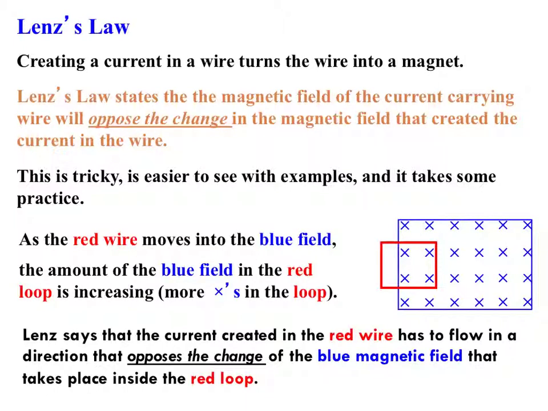And finally, we have Lenz's law that states that the magnetic field of the current carrying wire, which in this case is a red loop, is going to oppose the change in the magnetic field that created the current in the wire. Again, go ahead and write this part down and we'll see examples of what it means. So down here, we have this red wire that's moving into the blue magnetic field. As this red wire goes into the magnetic field, the amount of X's is going to increase. So again, Lenz's law says the current created in the red wire has to flow in the direction that opposes the change of the blue magnetic field that takes place inside the red loop.